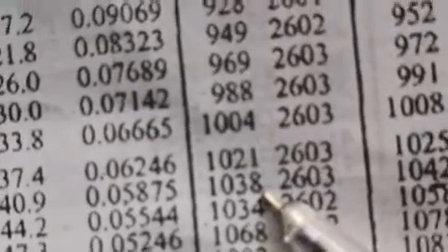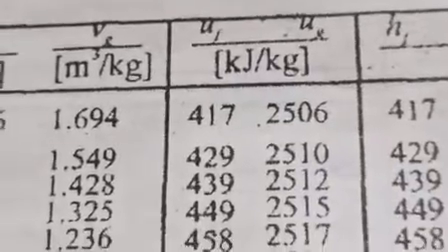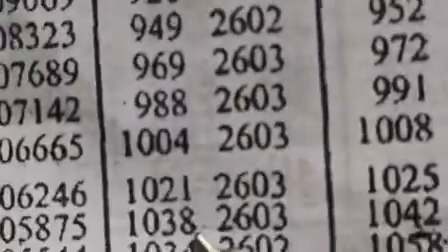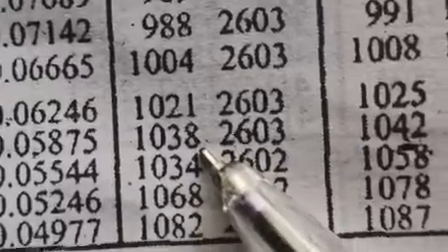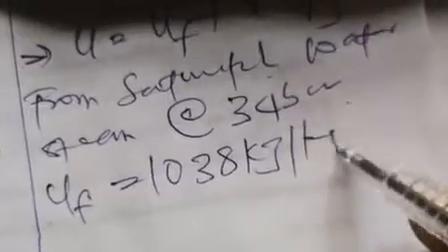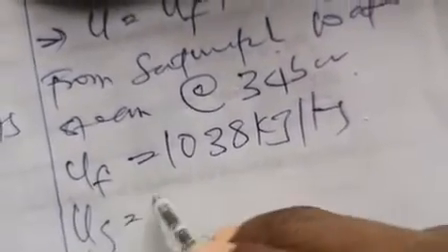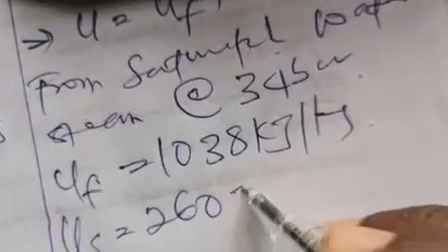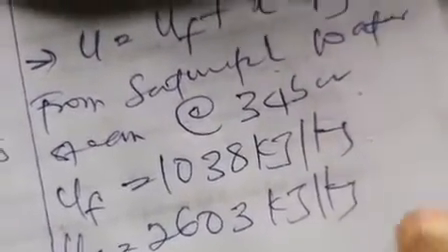So we have that to be 1038, and this is UG, 2603. That's UG. Let's get that back now. UF is 1038 kilojoules per kilogram, and UG itself is simply 2603 kilojoules per kilogram. So we have this.